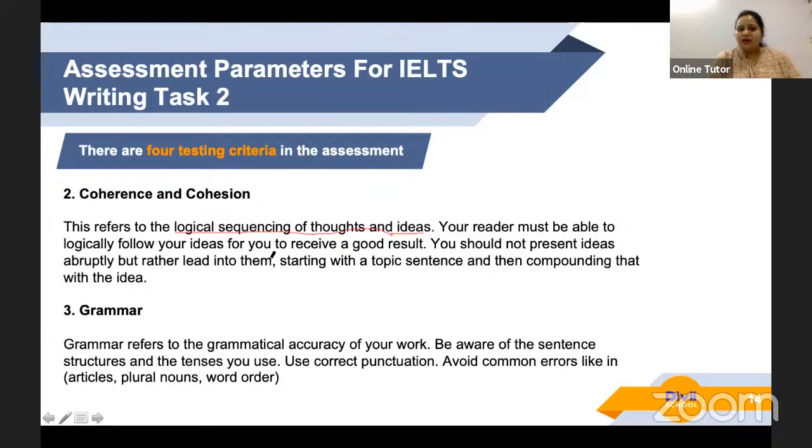Okay, you have to lead them into your essay starting with the topic sentence and then compounding that with the idea. So it is very important to write your essays in a proper logical manner.